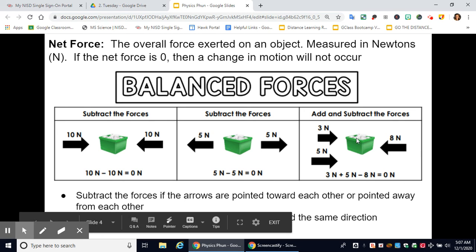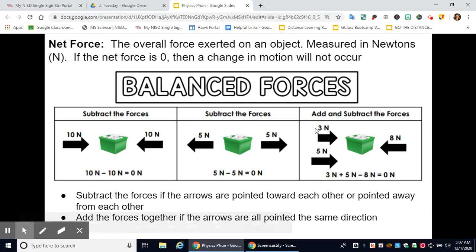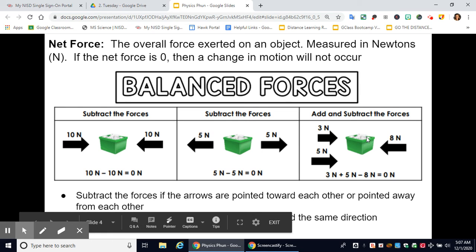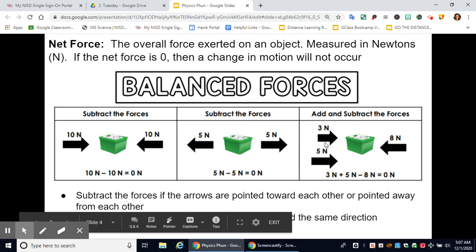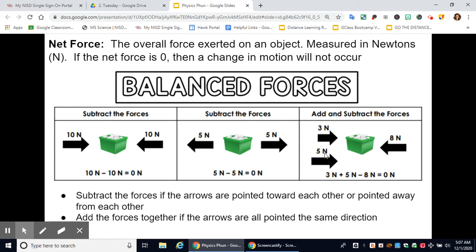So here in this situation, I need to know my total forces on the left, and then here on the right, you have a force of 8 newtons. So 5 plus 3 would give us 8 newtons here, okay? But again, our arrows are pointed towards each other, so we'd subtract. So 8 subtract 8 would give us 0 newtons of force, and our box would still remain at rest. Okay, so if the arrows are going in the same direction, we add them, okay?